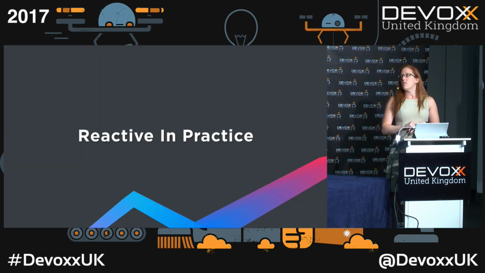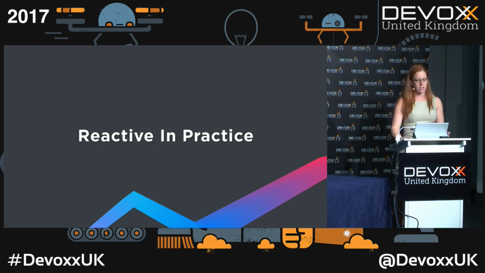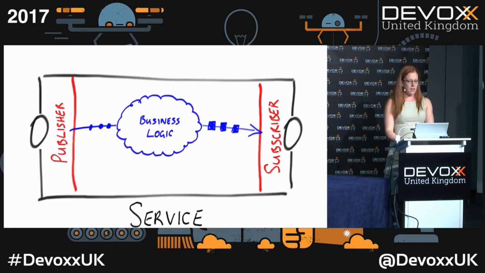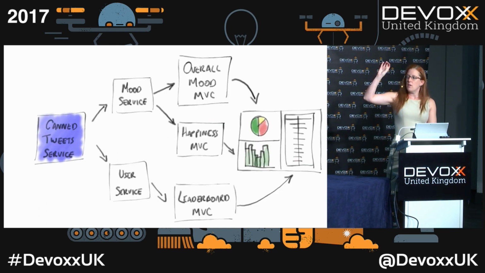So what does that mean? Like, how am I going to use this API? What's the point of having a reactive API? And so the first thing I'm going to look at is my tweet service. How can I now make use of a reactive programming framework in my tweet service? How does that change things?